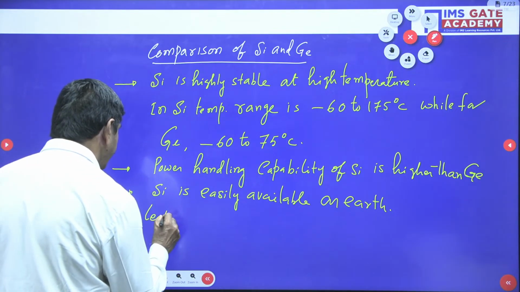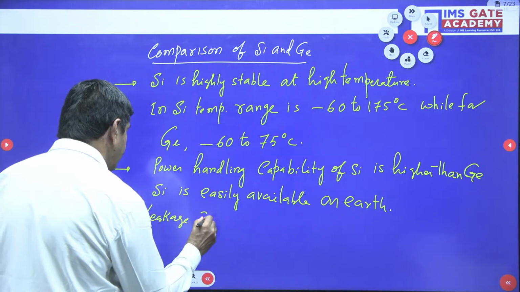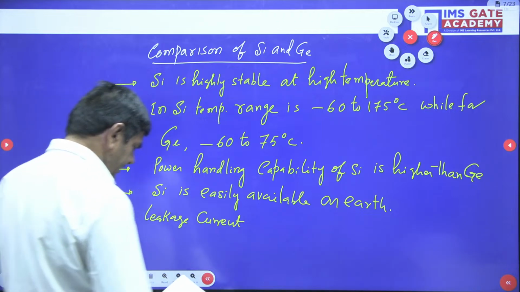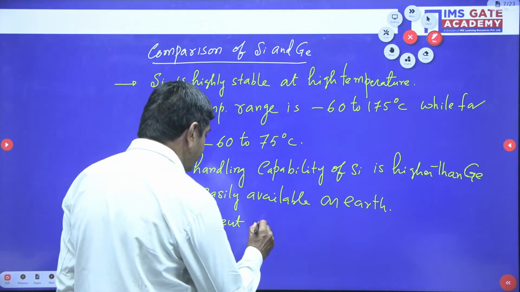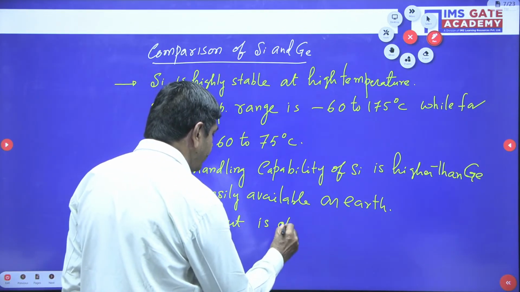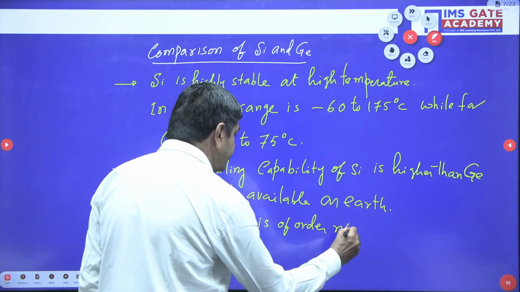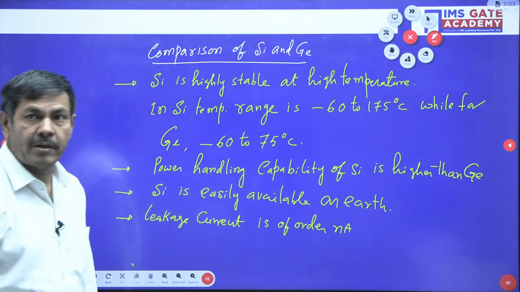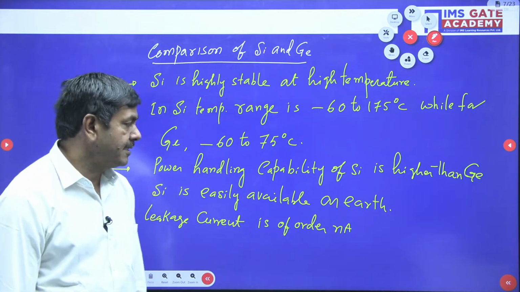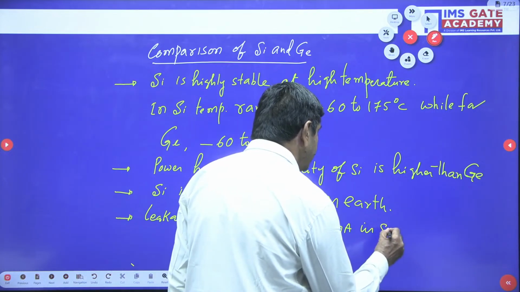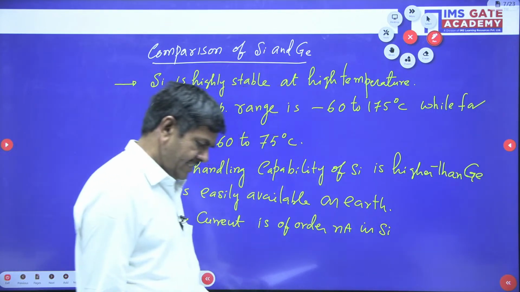Leakage current is of order nanoamperes. Where is it possible in nanoamperes? In silicon it is possible.